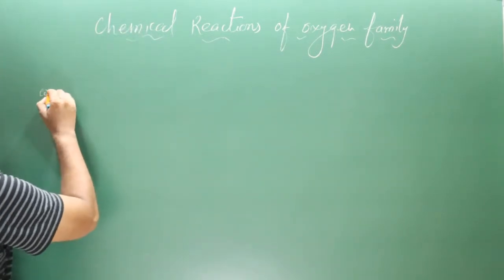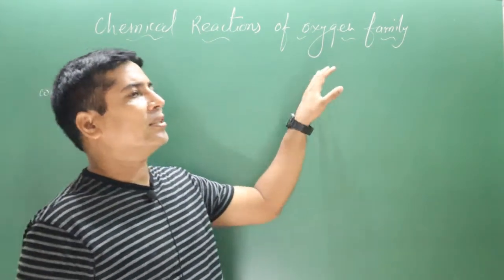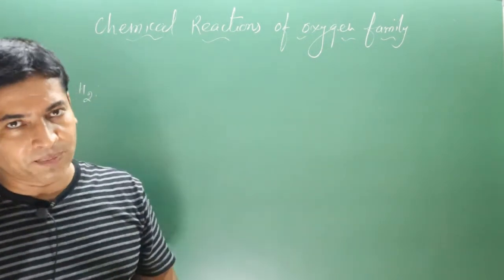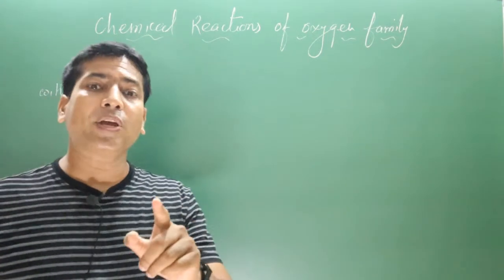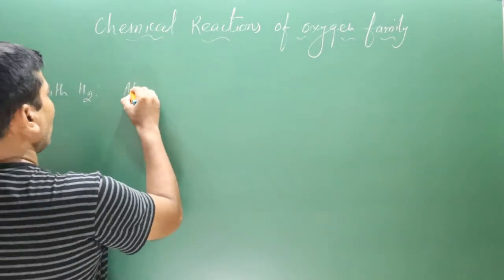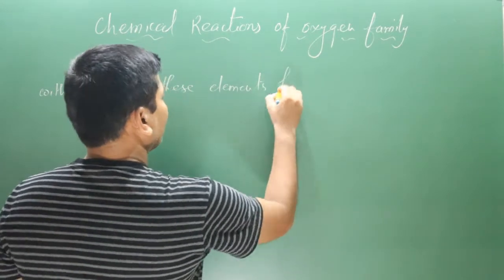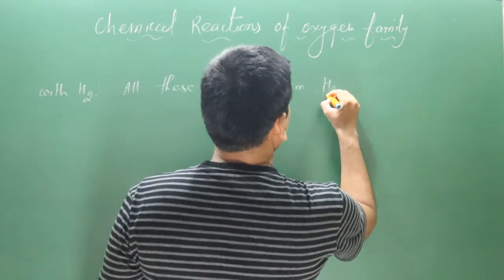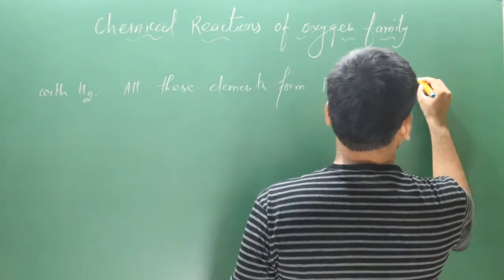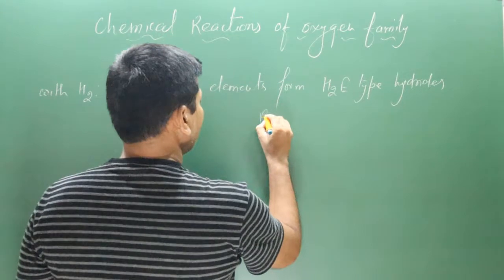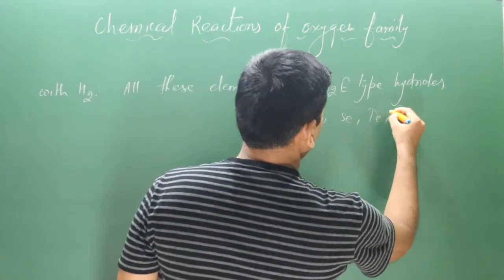The first chemical reaction is with hydrogen gas. All the elements present in the oxygen family, such as oxygen, sulfur, selenium, tellurium and polonium, react with hydrogen gas to form the corresponding hydride. What kind of hydride? H2E type hydrides, where E is oxygen, sulfur, selenium, tellurium and polonium.